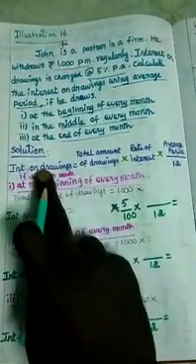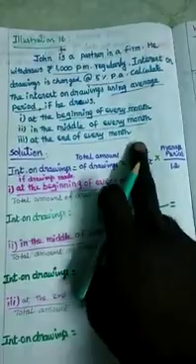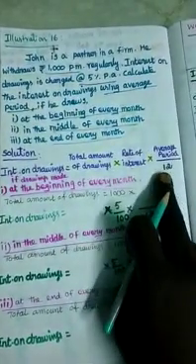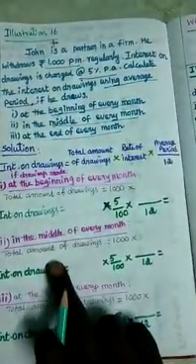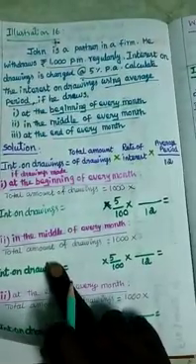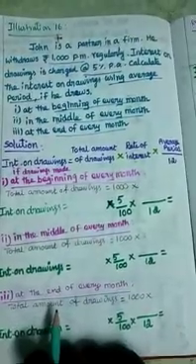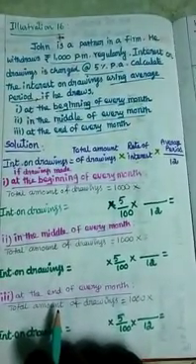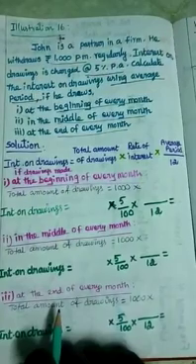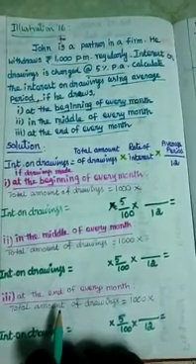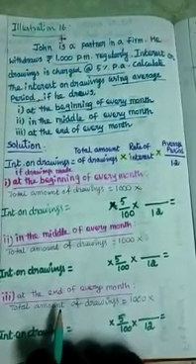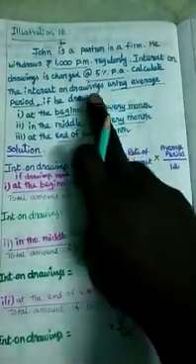So the interest on drawings formula is: interest on drawings equals total amount of drawings into rate of interest into average period divided by 12. That is the formula. First we have to calculate the total amount of drawings, based on the fixed interval and the amount withdrawn, it will vary. Now you see here, every month he is going to get 1000 rupees.